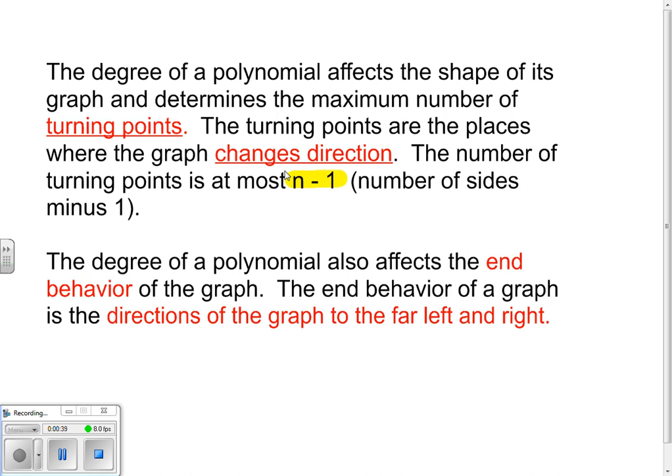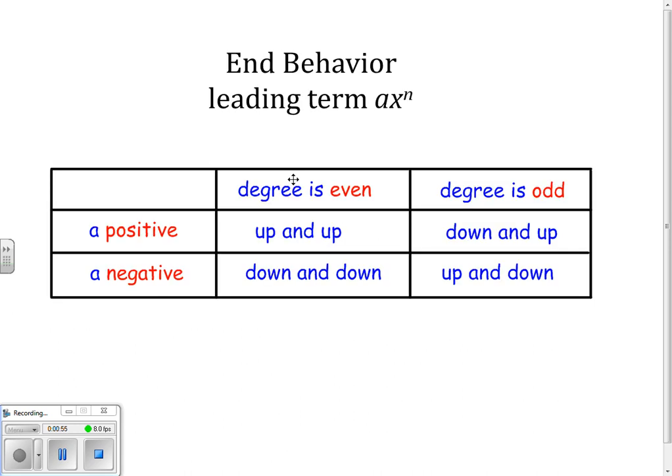The degree of a polynomial affects end behavior. End behavior is the behavior of the graph up or down on both the left end of the graph and the right end of the graph. So end behavior is probably easiest for you to understand via a chart. If you take a look, they talk about the leading term. The leading term always has a form of ax to the n, where a and n are numbers.